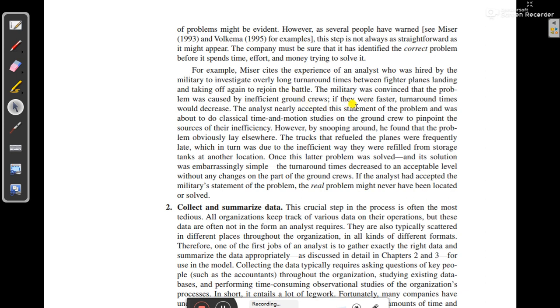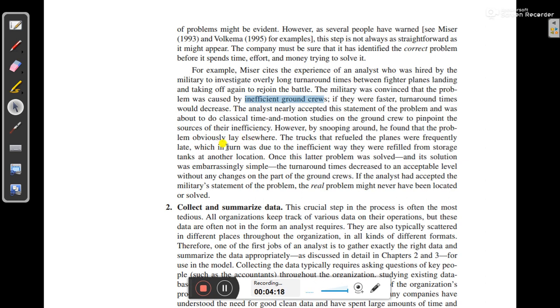Here you can see the constraints. The military was convinced that the problem was caused by inefficient ground crews. Means if they were faster, turnaround times would decrease. So they need to decrease the turnaround times, and for that they need to increase the efficiency of the ground crews. So this is the defined problem for this scenario.